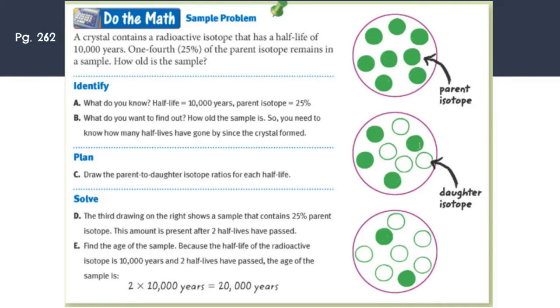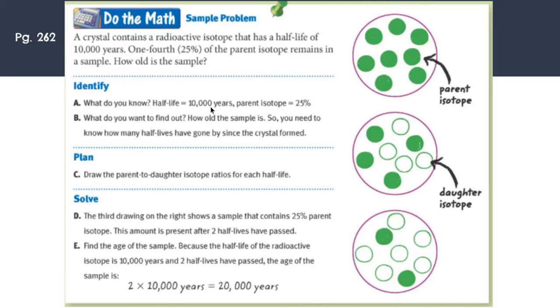So basically we found a rock and whatever this element is, it doesn't tell us what it is, but it's got a half-life of 10,000 years. That means for half of that sample to break down from parent to daughter, it's going to take 10,000 years. If I take this rock to a lab and analyze it and see that 1/4 of it is still radioactive, but the rest of it is daughter isotope, we want to figure out how old this thing is.